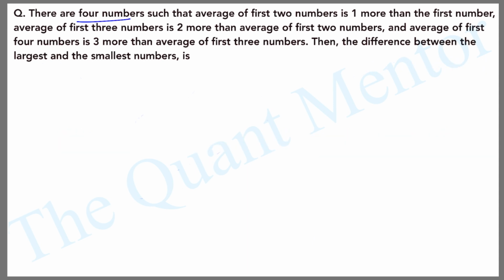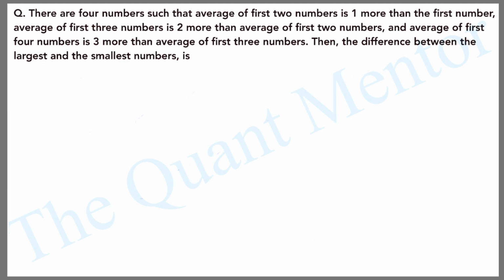So there are four numbers such that the average of the first two is 1 more than the first number. The average of the first three is 2 more than the average of the first two numbers. And the average of the first four numbers is 3 more than the average of the first three numbers. Then the difference between the largest and the smallest numbers is?